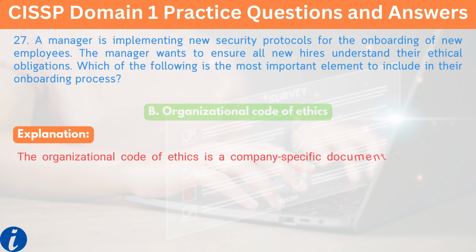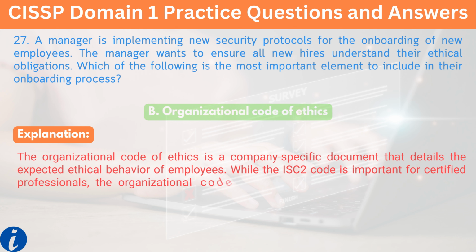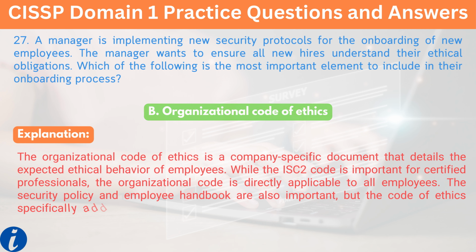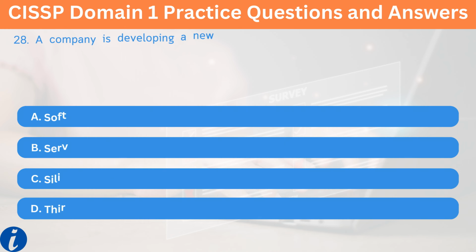Organizational Code of Ethics. Explanation. The Organizational Code of Ethics is a company-specific document that details the expected ethical behavior of employees. While the ISC2 code is important for certified professionals, the Organizational Code is directly applicable to all employees. The Security Policy and Employee Handbook are also important, but the Code of Ethics specifically addresses the moral and ethical conduct expected by the company.